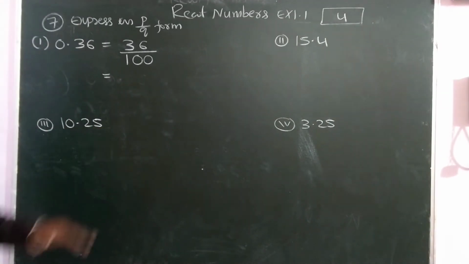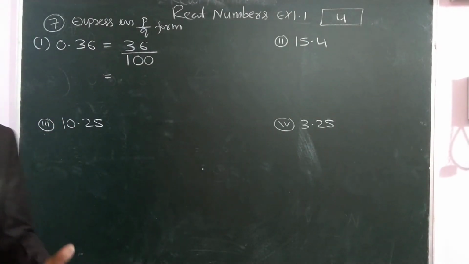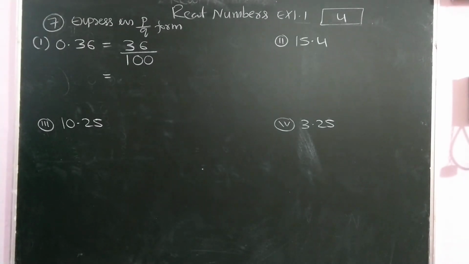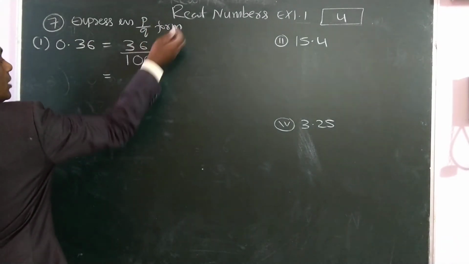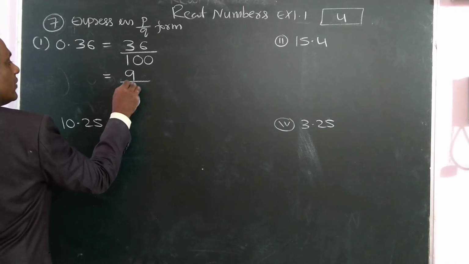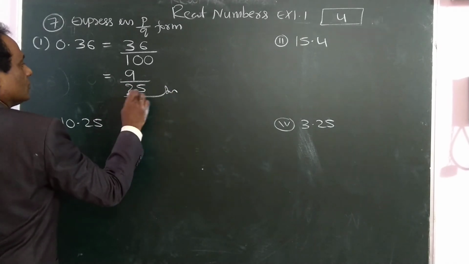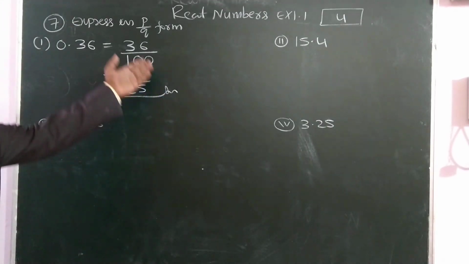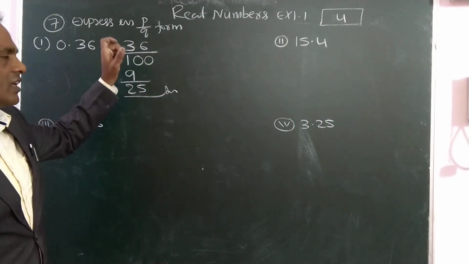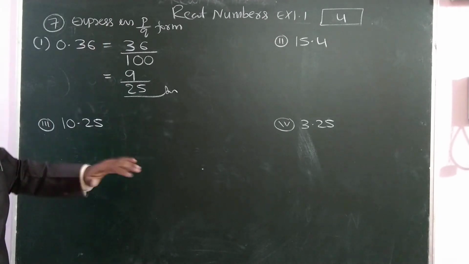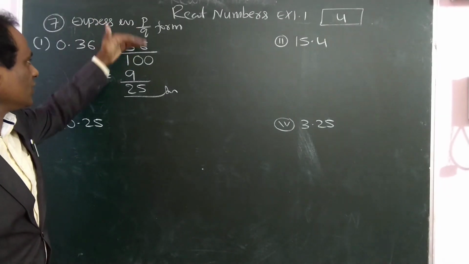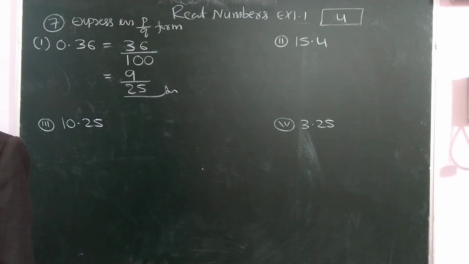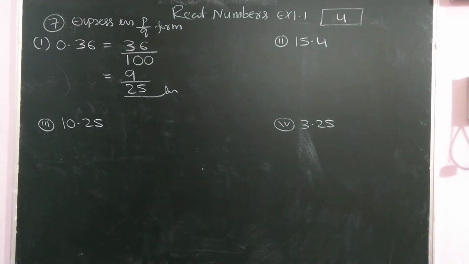See, this is the answer, but always a fraction will be kept in the simplest form. See, we cancel the common factor. So cancel with the 4 table. 4 nines are 36, 4 25s are 100. 9 by 25 is the answer. But always we keep the fraction in the simplest form. If it is divisible by a common number, we divide and keep the simplest form. 9 by 25. Next problem you also do.